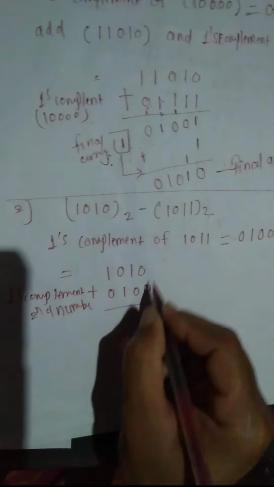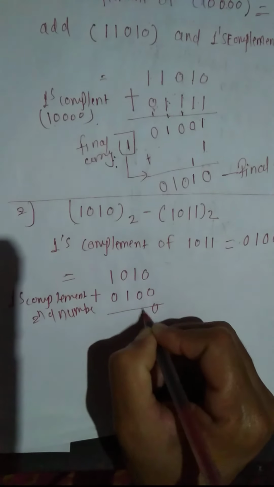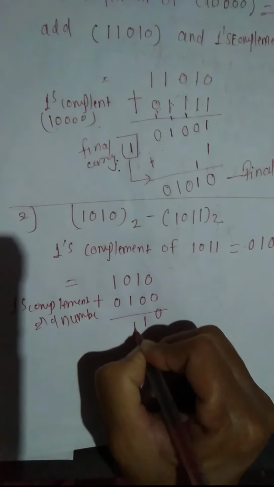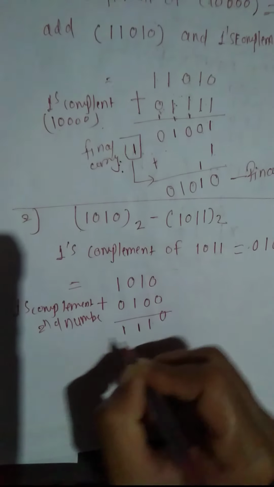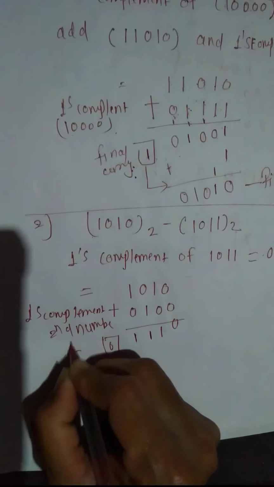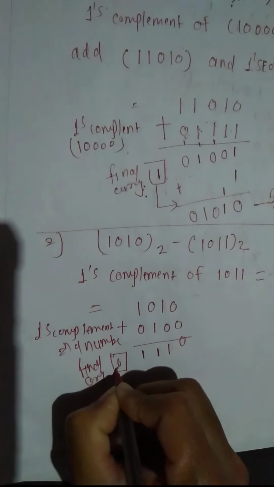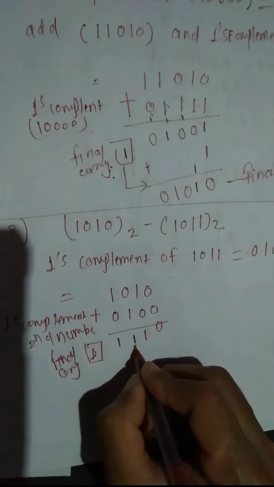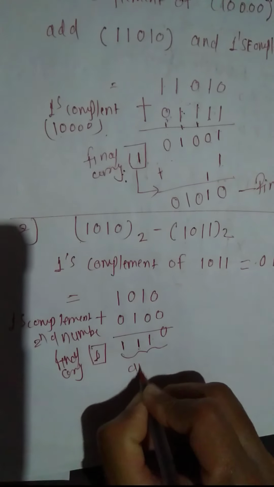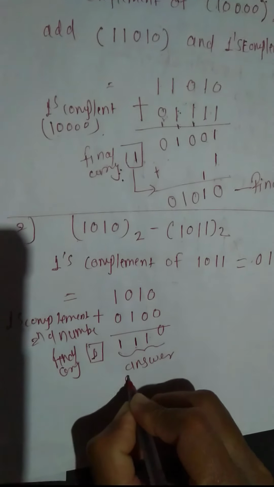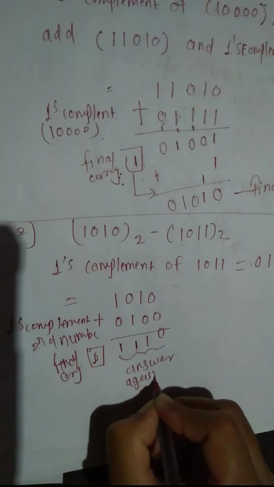So 0 plus 0, 1 plus 0 is 1, 0 plus 1 is 1, 1 plus 0 is 1, and the final carry is 0, then the answer is negative, not in true form. So for that answer again we take the ones complement.